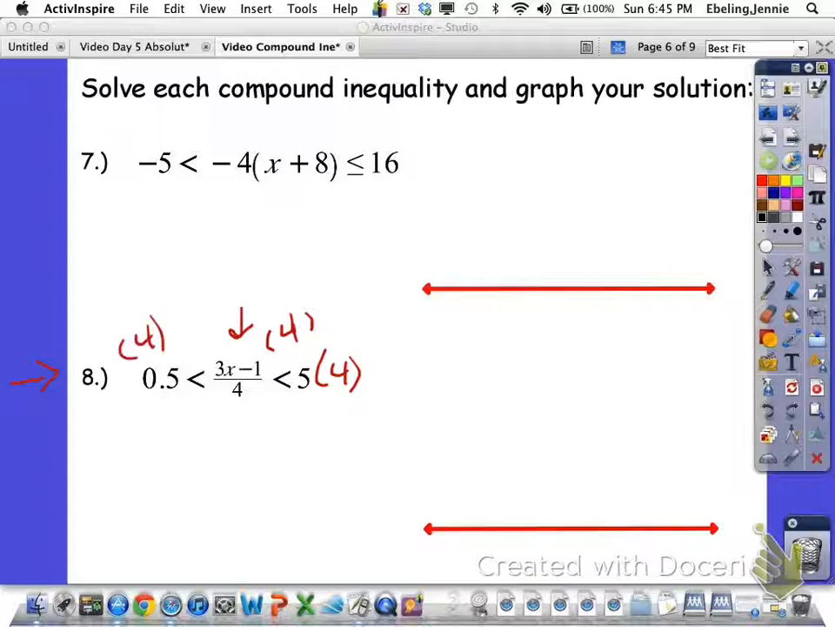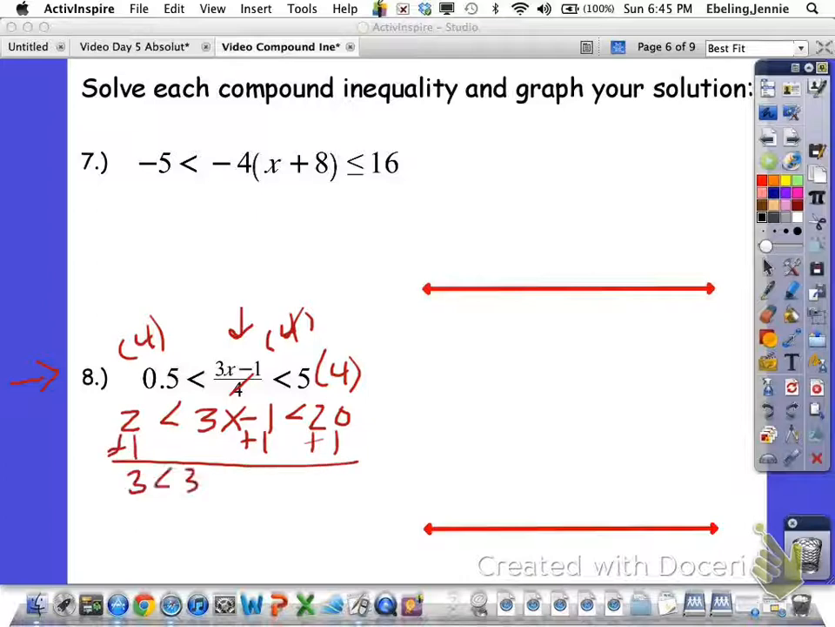So 4 times 0.5, 4 times a half is 2, less than, well that 4 is going to cancel with that 4, leaving me with 3x minus 1 is less than 5 times 4 is 20. Then I'm going to add 1 to both sides. So I have 3 is less than 3x, which is less than 21. Divide all the sides by 3, and I get 1 is less than x, which is less than or equal to 7.